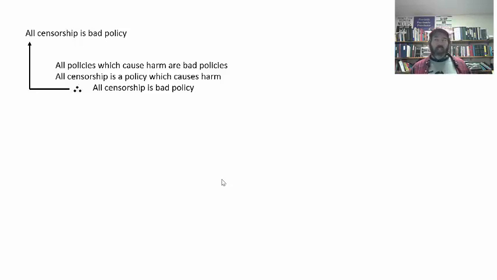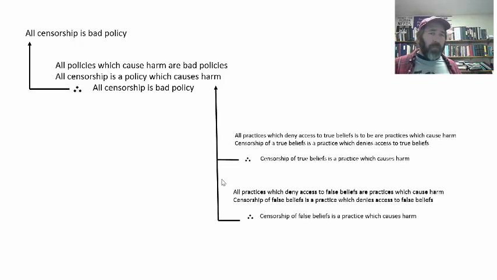This leads us to the conclusion. Anytime you see those three dots, that means conclusion, that all censorship is bad policy, right? Okay, we have a nice, clear, logical syllogism. But this minor premise, the mediating premise here, this is the thing that he has not attempted to prove. And in fact, the whole essay is about proving that all forms of censorship cause harm.